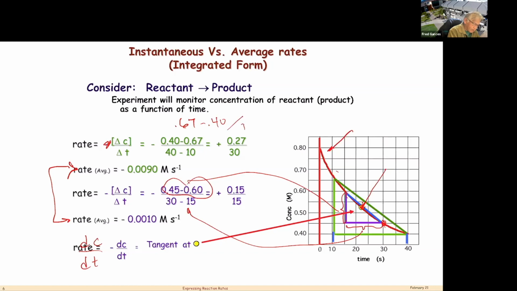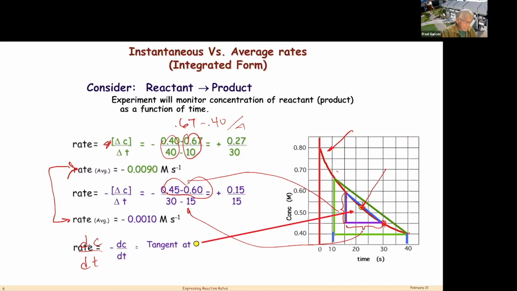Yeah, 40, because actually what you need to remember is that 0.67 and 10 are at the same time, and 0.4 and 40 are at the same time. And the fact that it's disappearing just means that it's negative. Don't worry too much about trying to figure it out in the math. The math will work out.